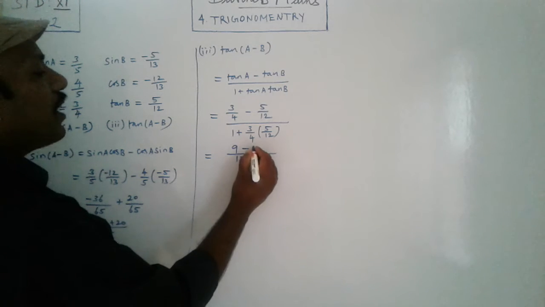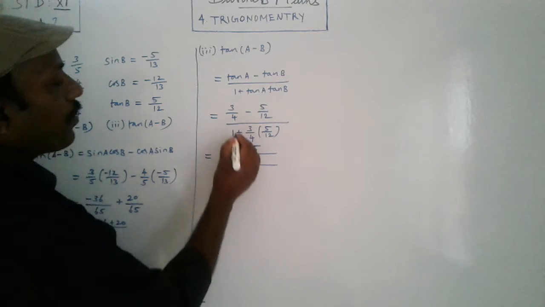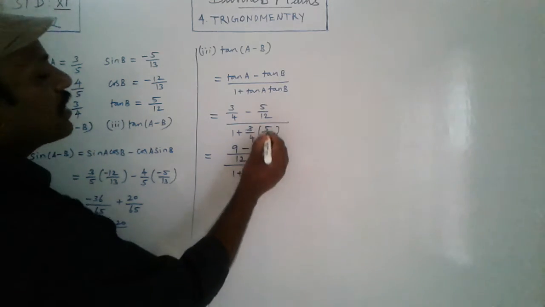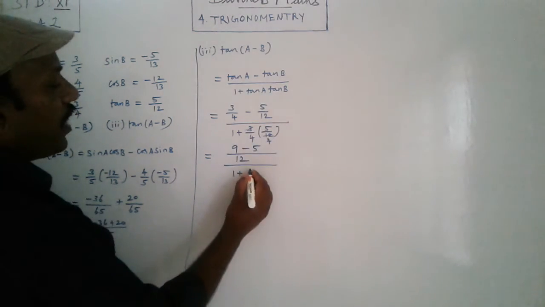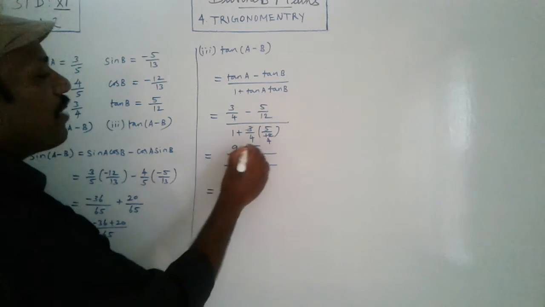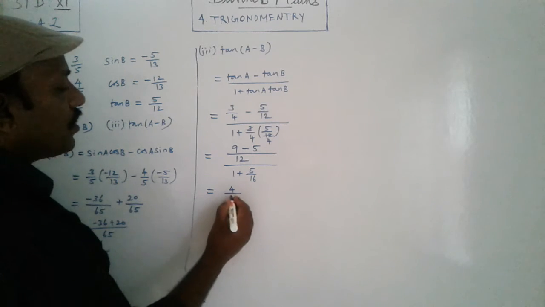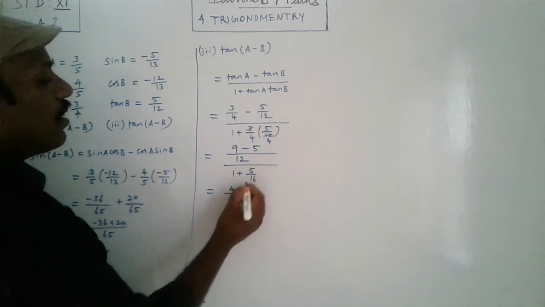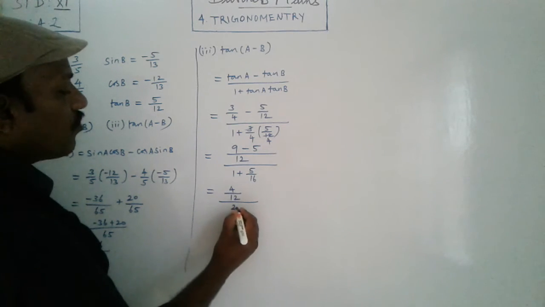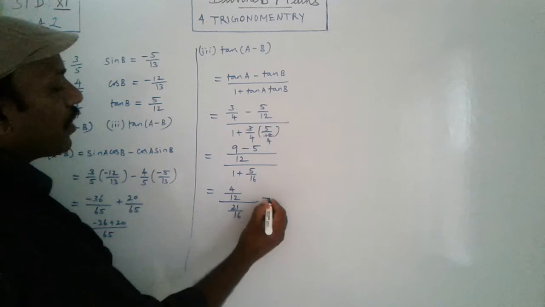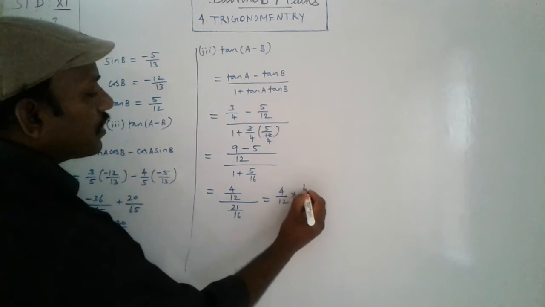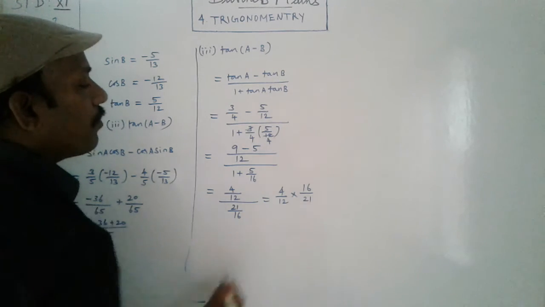So 5 1s are 5, divided by 1 plus 3, and 12 is cancelled 4 times. So 5 divided by 4 4s are 16. So that is equal to 9 minus 5 is 4 divided by 12, divided by 16 into 1 is 16, 16 plus 5 is 21 divided by 16. It's a reciprocal, then 4 divided by 12 into 16 divided by 21.